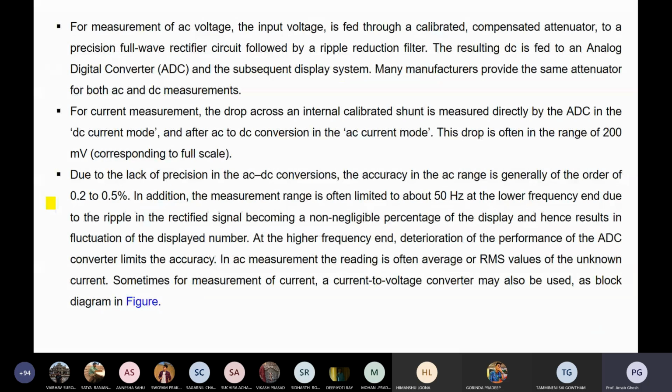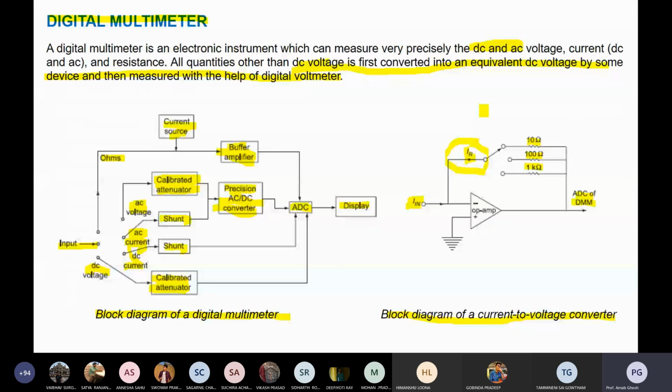For measurement of AC voltage, the input voltage is fed to a calibrated compensated attenuator, then to a precision full wave rectifier circuit, followed by a ripple reduction filter. It is mentioned that in all the cases, whether DC voltage or AC voltage, the voltage you are given is first converted. If it is AC, definitely it will be converted to DC. Then you can go for other purposes. So first you have to convert it from AC to DC.